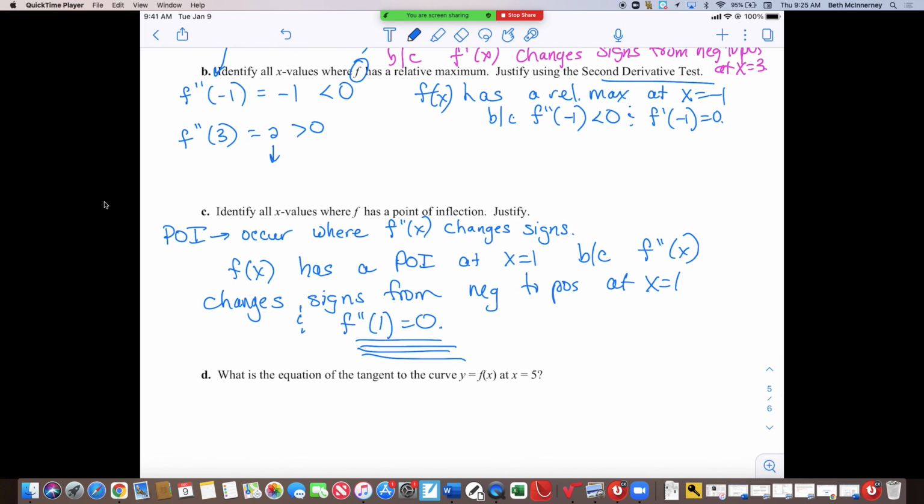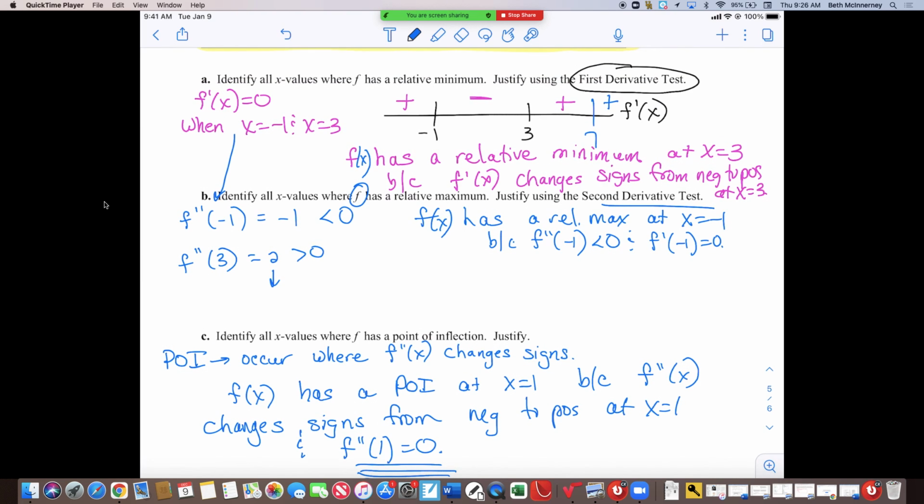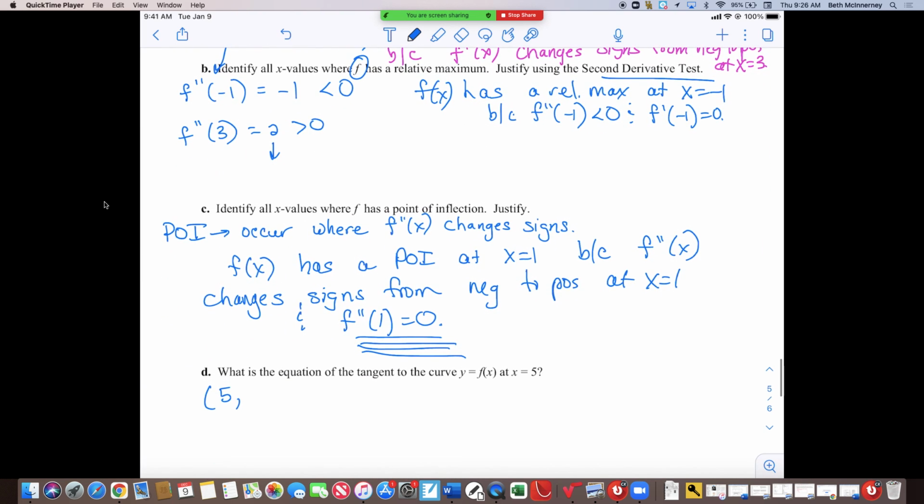All right, part D. What is the equation of the tangent to the curve y equals f of x at x equals 5? What are the two pieces of information we need in order to write an equation of a line? Yeah, Maxton? Okay, so we need a point and a slope. So if I have the point 5, where do I find the y-coordinate? From the table. So what is the y-coordinate? 3. All right, then my slope is going to be f prime at 5. So using your table, what is f prime of 5? 2.